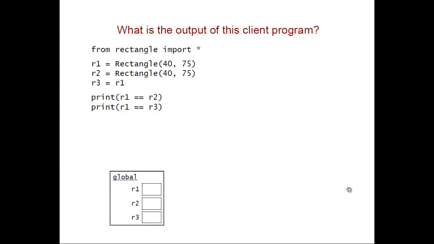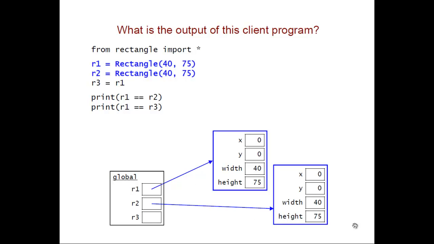So we start by having a global stack frame for the program as a whole. And you can see we have our three global variables, R1, R2, R3, and R1 and R2 are assigned references to two different rectangle objects, both of which have the same dimensions. Because you can see when I construct them, I'm using the same dimensions, 40 for the width, 75 for the height. And because I'm calling the constructor twice, I get two distinct rectangles, each of which have those dimensions.